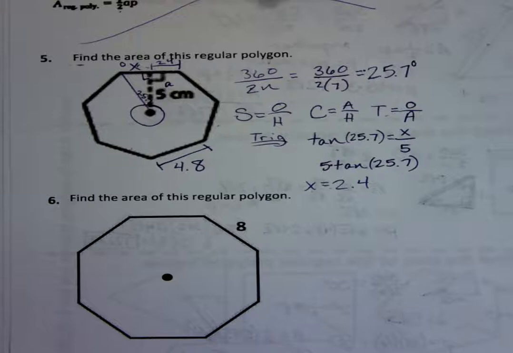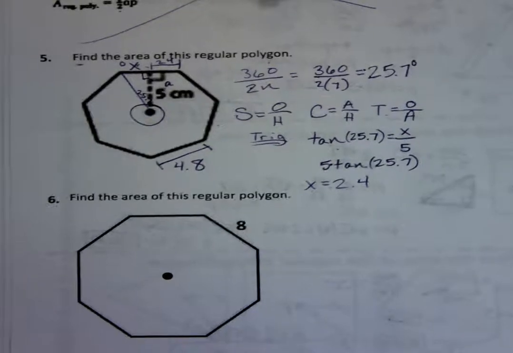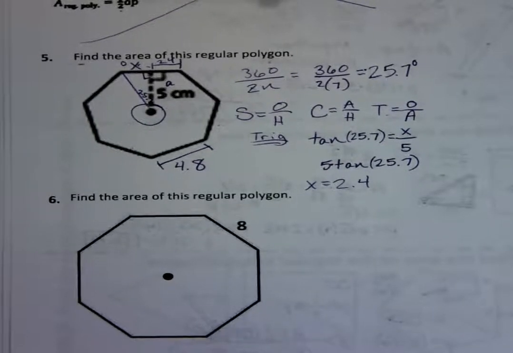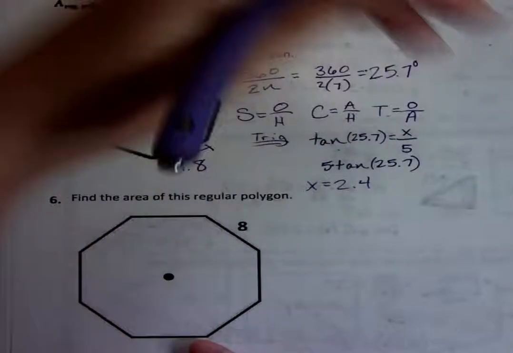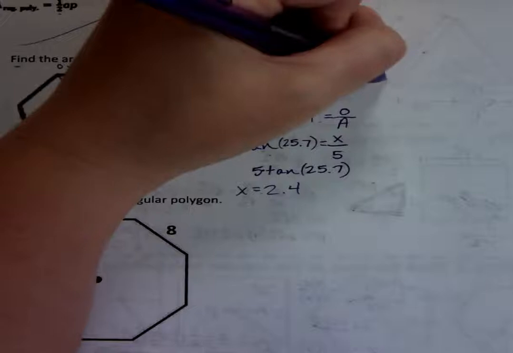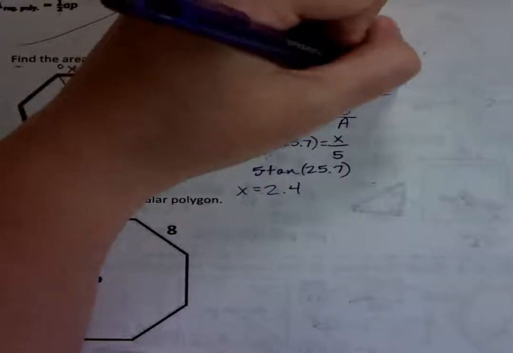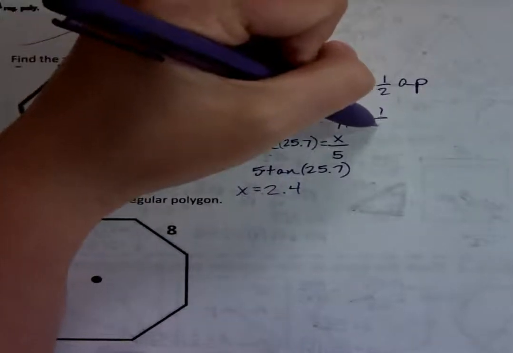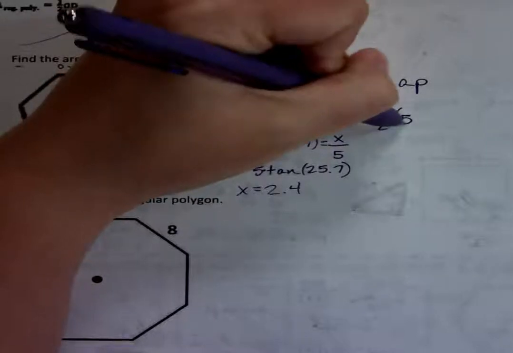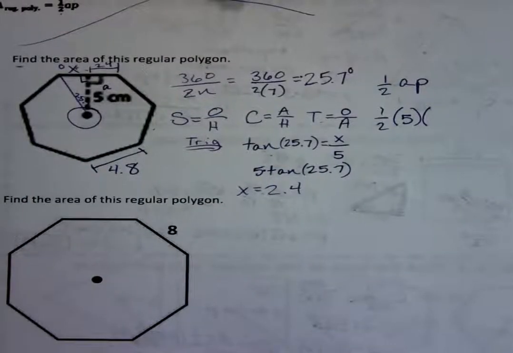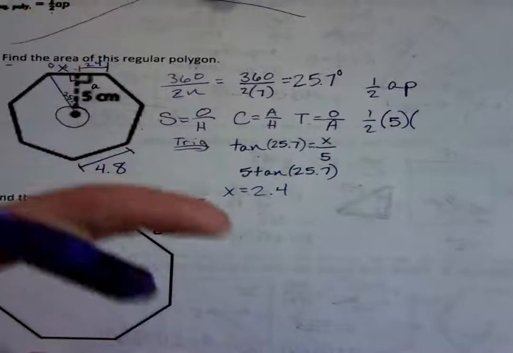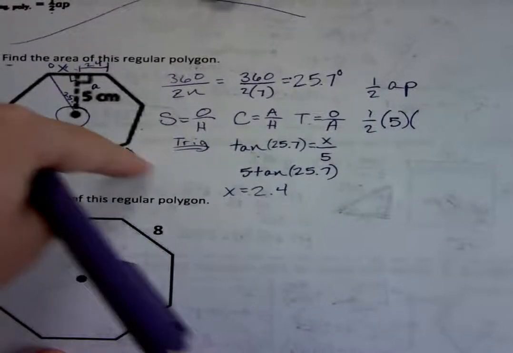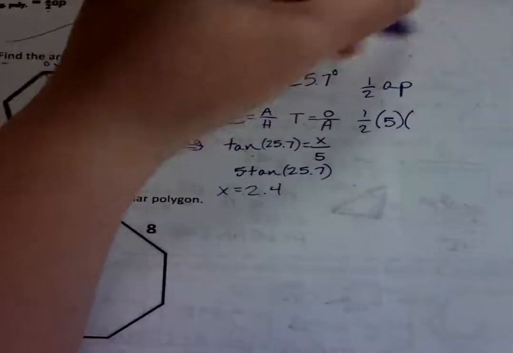Don't forget that step. That's the main thing that I see people get wrong. And it's frustrating because they do everything else right. They just get the perimeter wrong. So, let's finish this problem up. We have 1/2 AP. Our apothem is 5. We know that. Our perimeter, we've got to take 4.8 and multiply it by the number of sides.